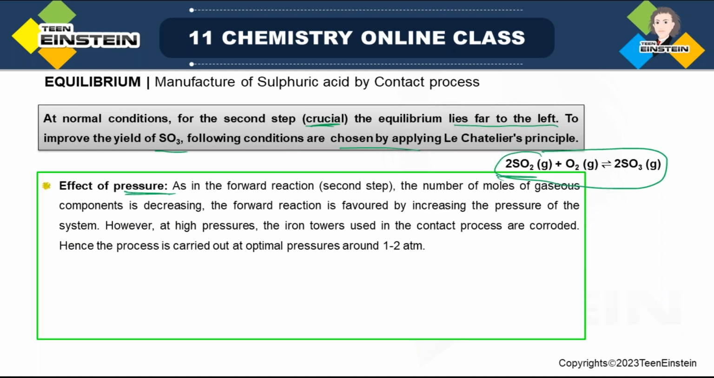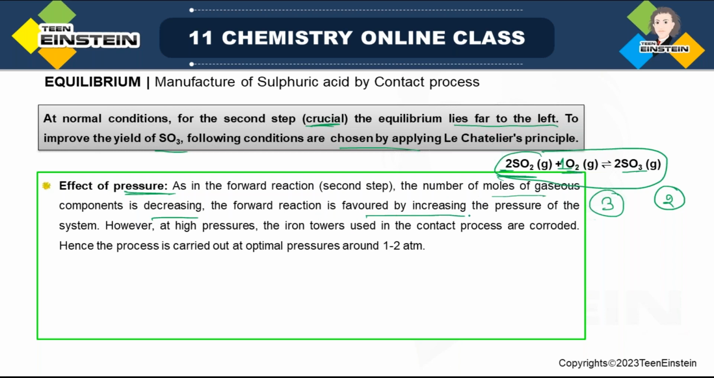If you look at this reaction carefully, on the left hand side, we have 2 moles of SO2 gas and 1 mole of O2 gas. That means a total of 3 moles of gas, obviously. We are interested only in gas molecules, not liquid or solid. And on the right hand side, we have 2 moles. That means as we go in the forward direction, the number of moles of gaseous components is decreasing.